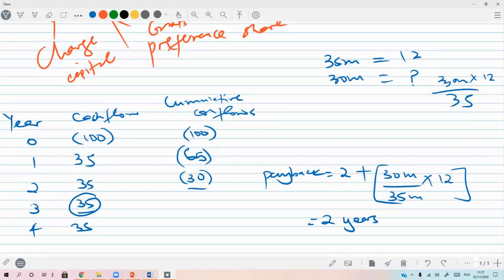10 months and a few days. Okay, 10 months. So 3 years and 10 months. Okay, simple as that. Therefore, within 2 years and 10 months, the company will be able to recoup its entire 100 million, its initial investment.